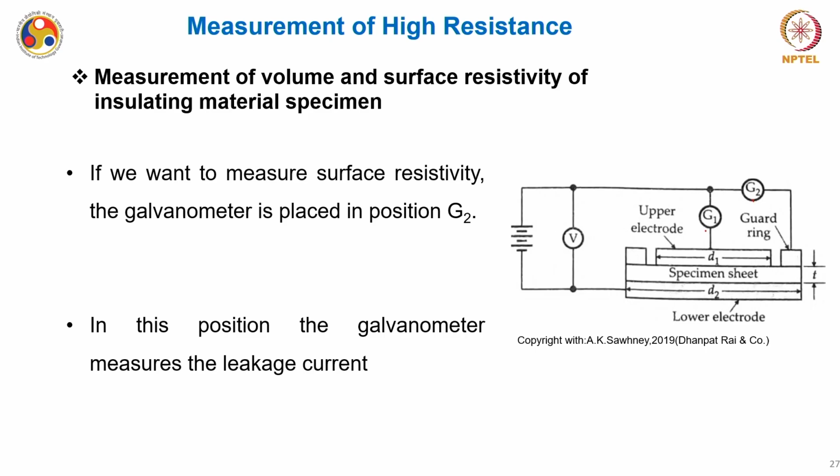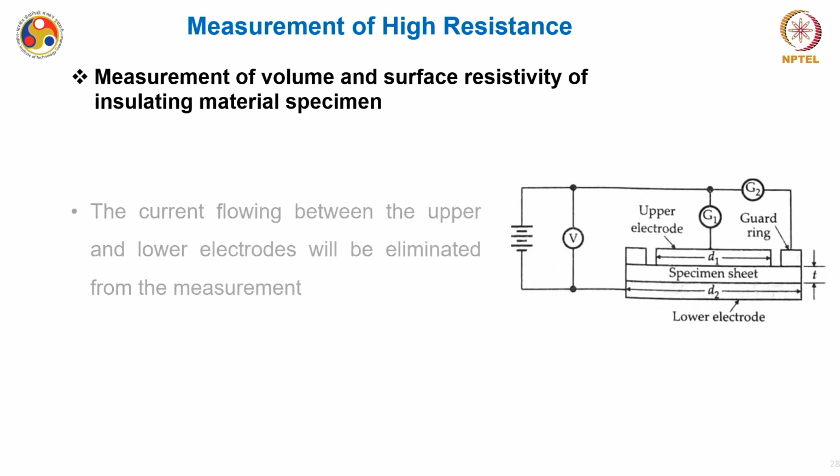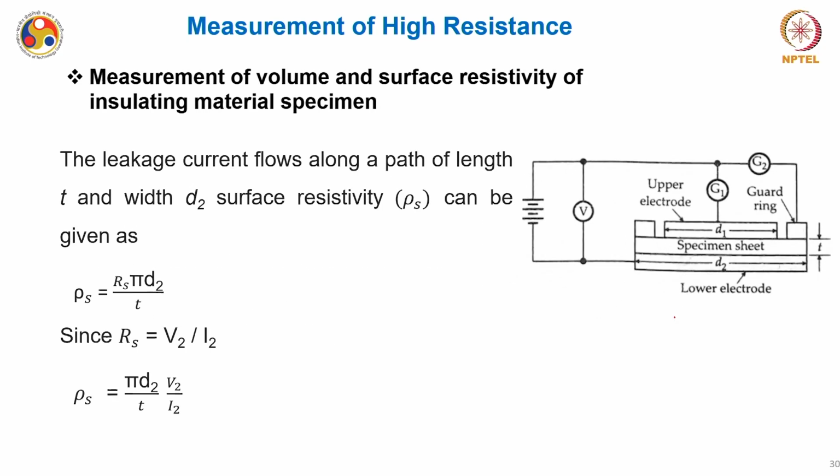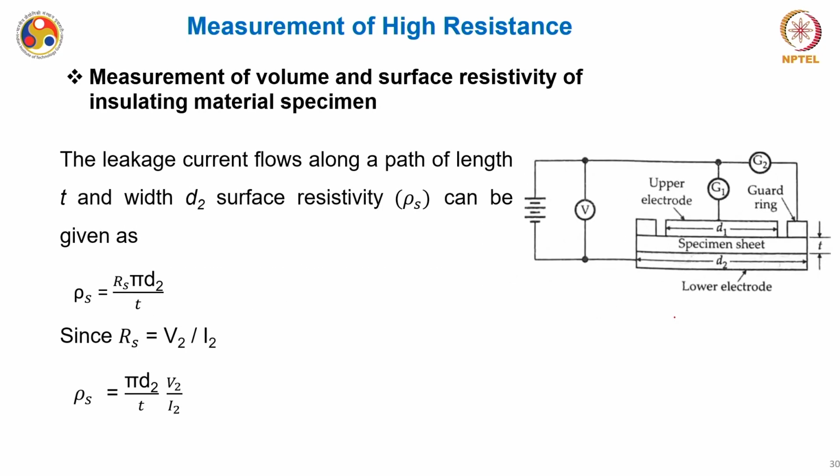Now in this position, the galvanometer measures the leakage current. The current flowing between the upper and the lower electrode will be eliminated from the measurement in this configuration. Let us say D2 is the diameter of the lower electrode that we have seen, V2 is the reading of the voltmeter, and I2 is the reading of the galvanometer when it is in the position G2. The surface resistance RS can be given as V2 by I2.